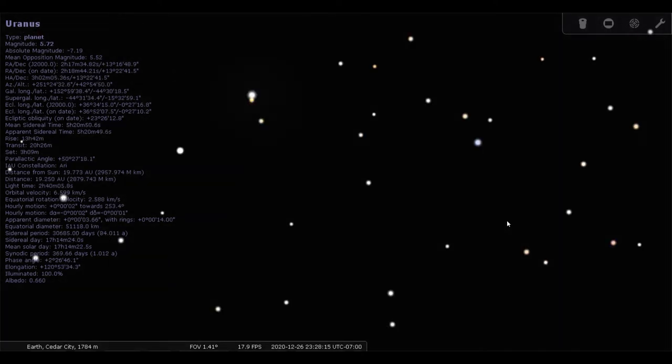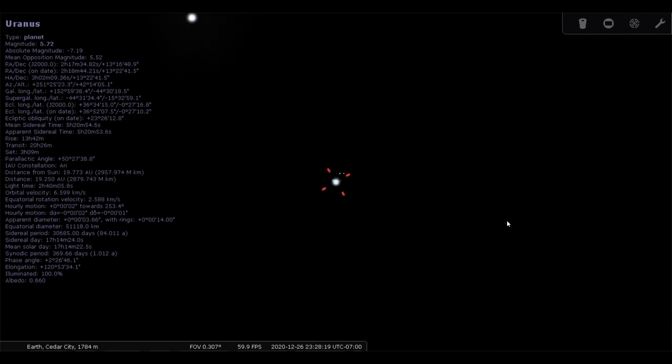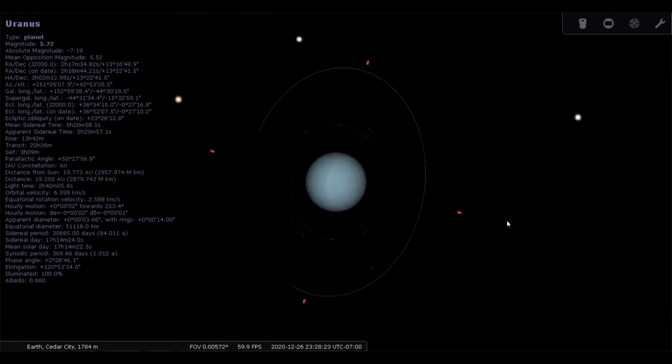We'll move on to this next planet here, the seventh planet in the solar system. Fun fact about this planet, the man who discovered it wanted to name it George.